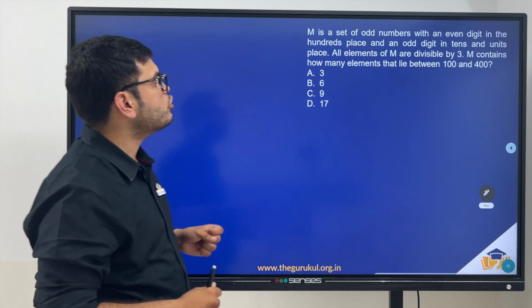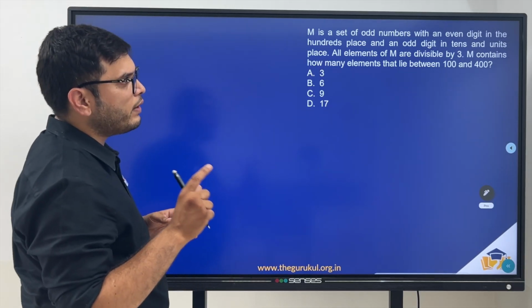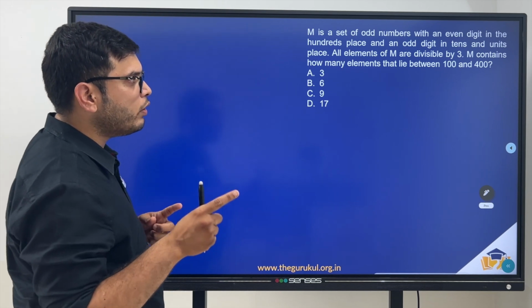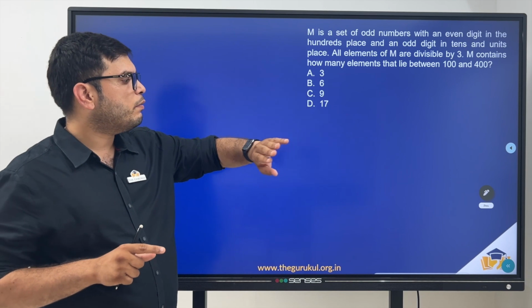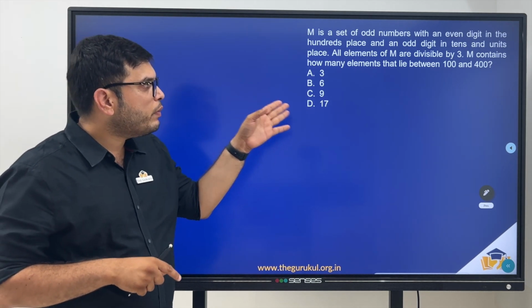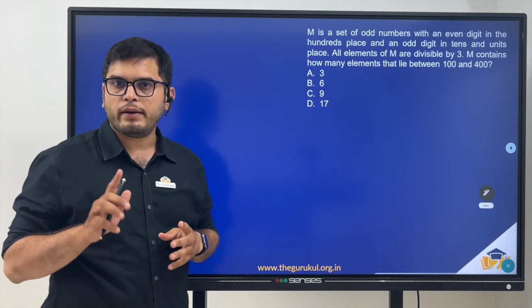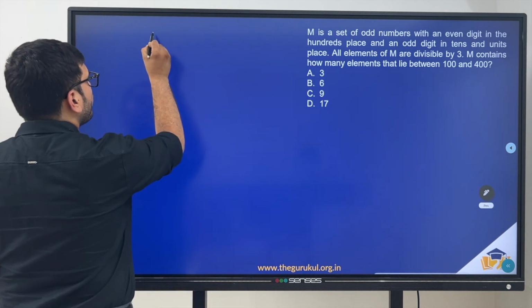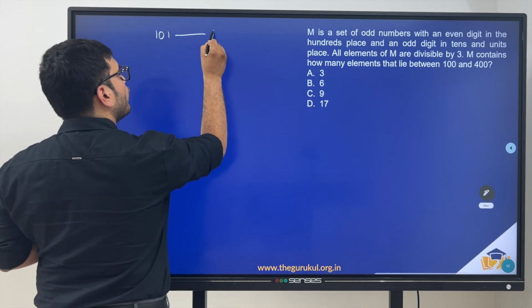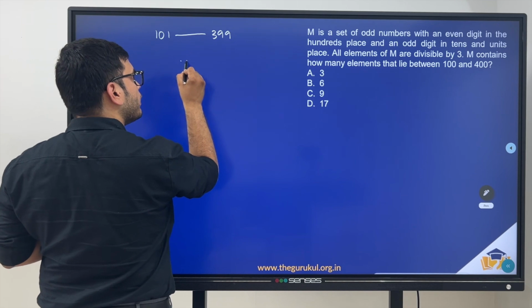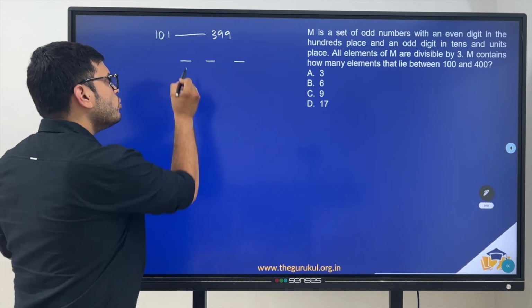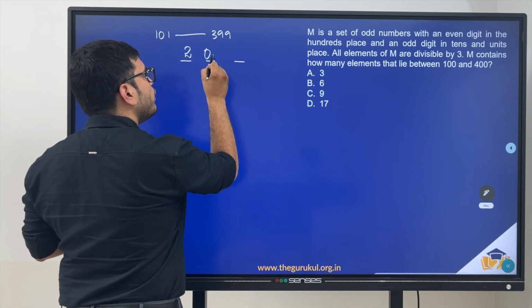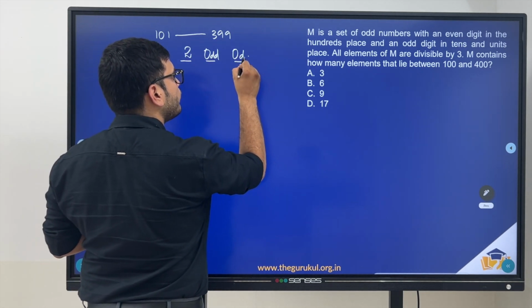Now coming to the second question, M is a set of odd numbers with an even digit in the hundreds place and odd digits in the tens and units place. All elements of M are divisible by 3. M contains how many elements that lie between 100 and 400? So we are talking about numbers from 101 to 399. So 3-digit numbers, right? Such that the first digit has to be even. So this should be 2 and the remaining 2 digits should be odd, right?